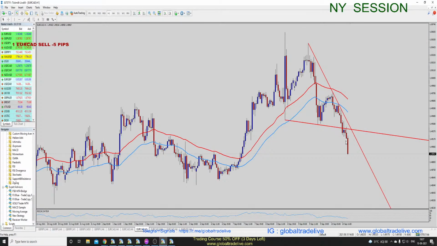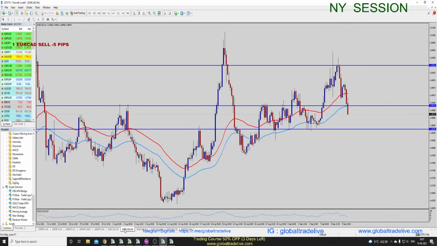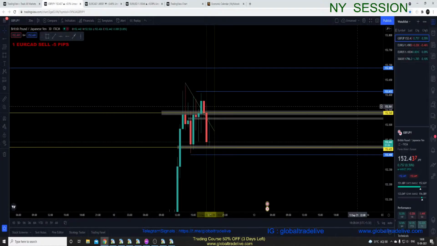Oh, look at the EuroCAD over here. Yeah, EuroCAD will be coming all the way down to this level, but after some retracement, I think. Guys, get ready for GJ. Anytime it can fall.